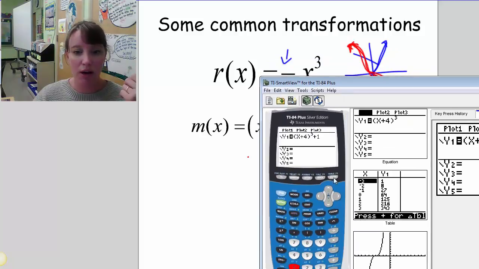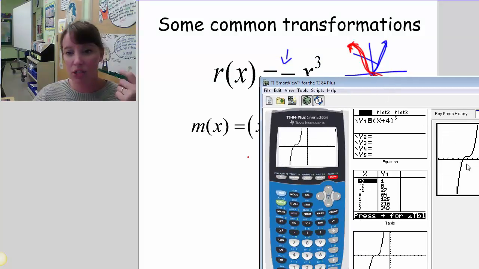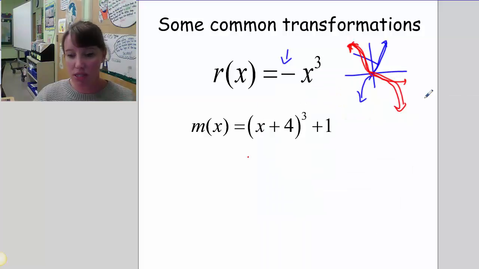Okay, and if I graph it, you'll see that the S shape has been shifted left by 4 and then up by 1. What usually goes through the origin is this point, so it's been shifted. You can see it's up by 1 and left by 4. So it follows the same shifting patterns that we've seen before in other functions.